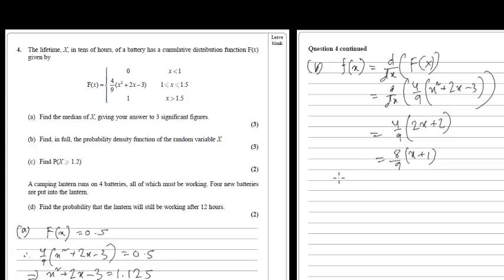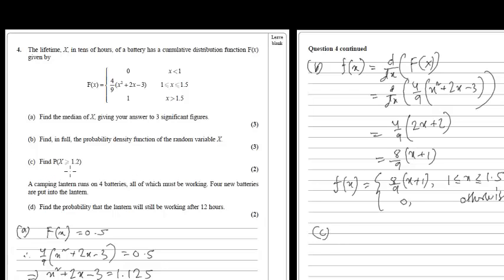Now this is not done. You have to define the PDF. To define the PDF, you need an expression here which is 8/9 (x plus 1), comma, the limit is the same as the CDF, x to 1.5, and you need to write 0 otherwise.